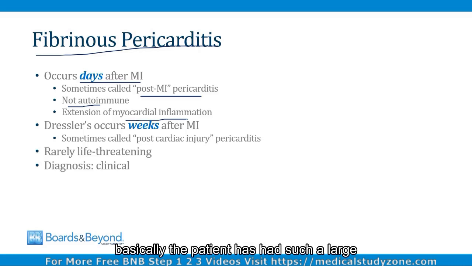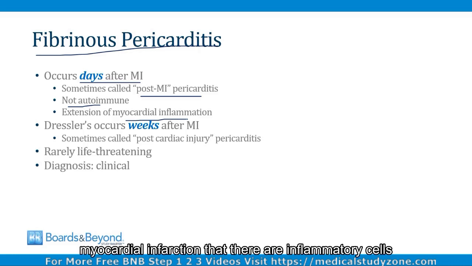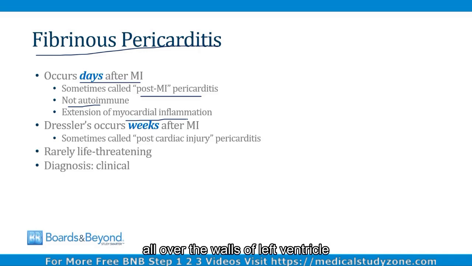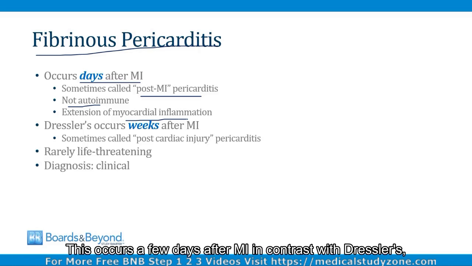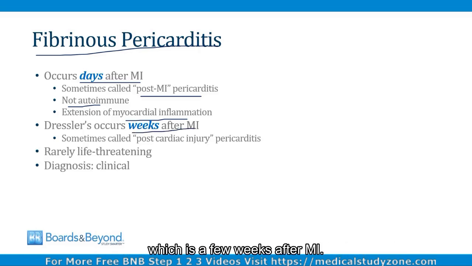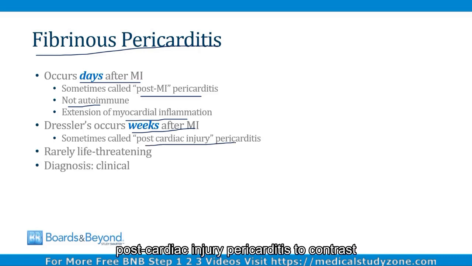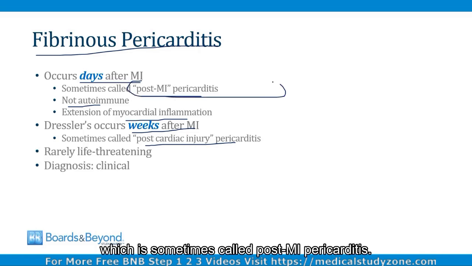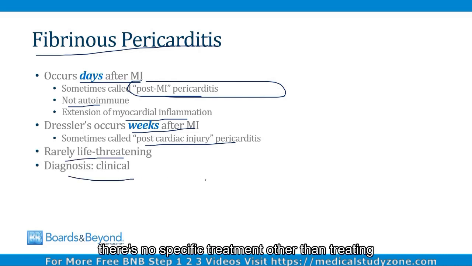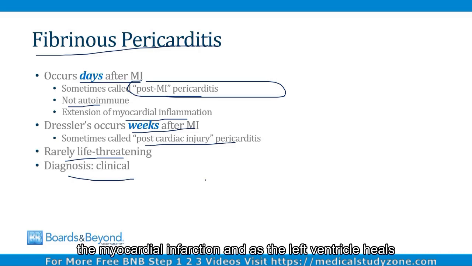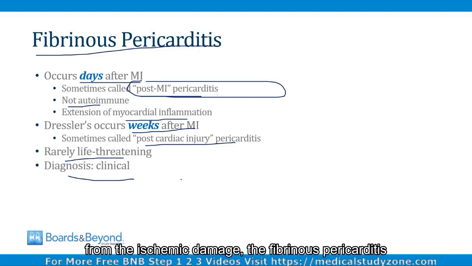Basically, the patient has had such a large myocardial infarction that there are inflammatory cells all over the walls of the left ventricle, and some of those cells have crawled into the pericardium and caused symptoms of pericarditis. This occurs a few days after MI, in contrast with Dressler's, which is a few weeks after MI. Dressler's is sometimes called post-cardiac injury pericarditis, to contrast with fibrinous pericarditis, which is sometimes called post-MI pericarditis. This is rarely life-threatening, the diagnosis is clinical, and usually there's no specific treatment other than treating the myocardial infarction, and as the left ventricle heals from the ischemic damage, the fibrinous pericarditis will go away.